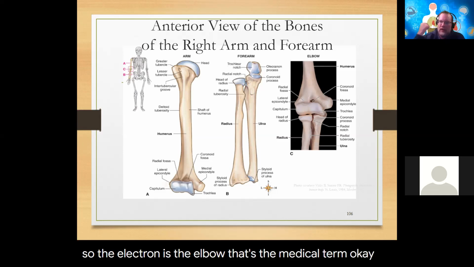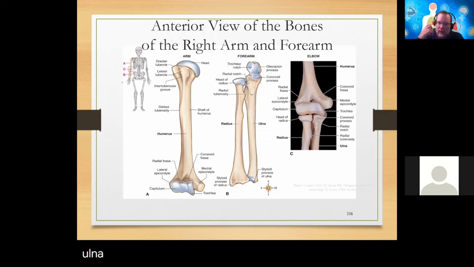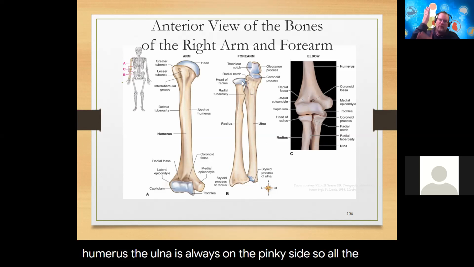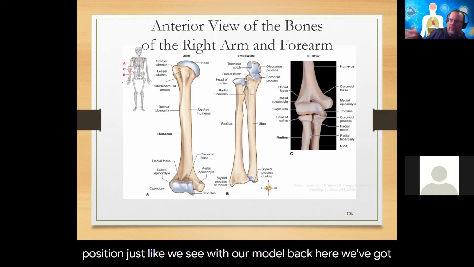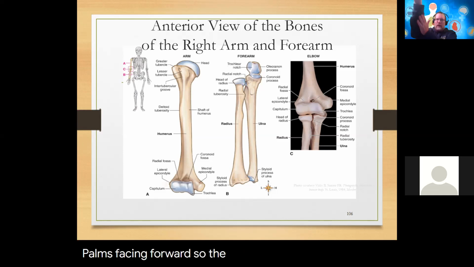So when we bend our arm, bend the elbow, it's the ulna coming up, decreasing the angle it forms with the humerus. The ulna is always on the pinky side. So ulna is on what we call the medial side. In correct anatomical position, just like we see with our model back here, we've got palms facing forward. So the ulna is going to be considered medial. It's on the pinky side. The radius is going to be the thumb side, or lateral.